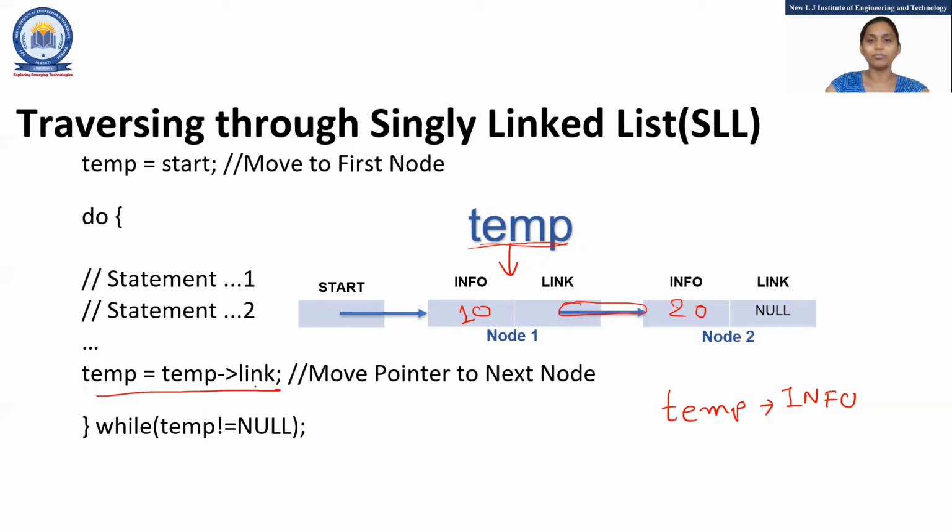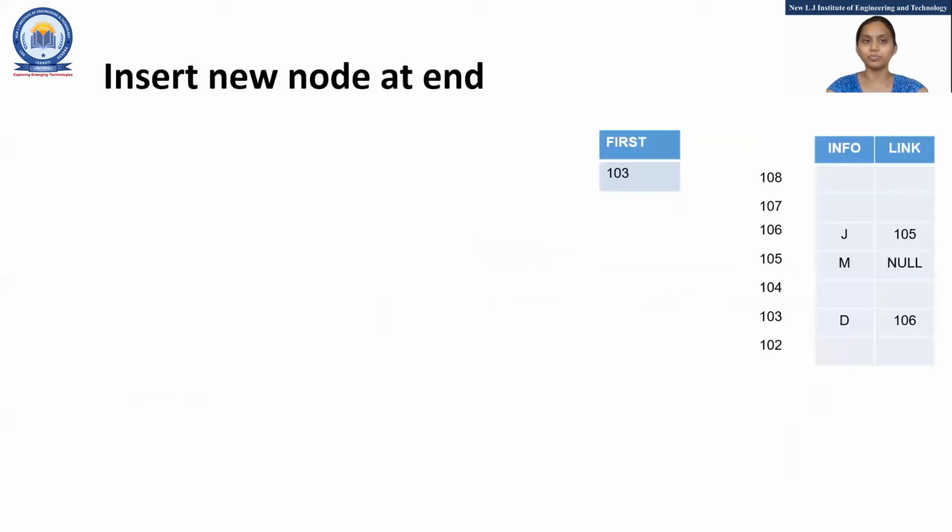So every time, wherever I am, this way I can visit each and every node, and whatever operation I need to perform, I will do in my do part. Am I clear? And when should I exit? When I reach the last node.